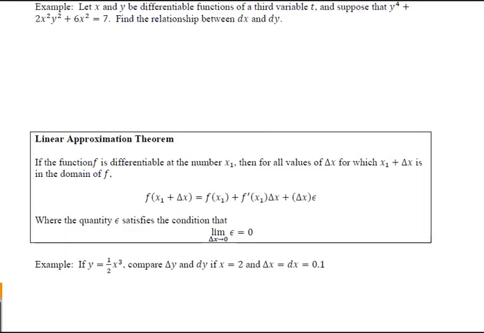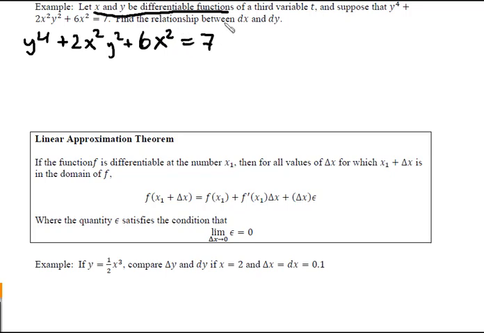In this video, we're going to start page 138. So let x and y be differentiable functions of a third variable t, and suppose that y to the fourth plus 2x squared y squared plus 6x squared is equal to 7. And then we're going to find the relationship between dx and dy.